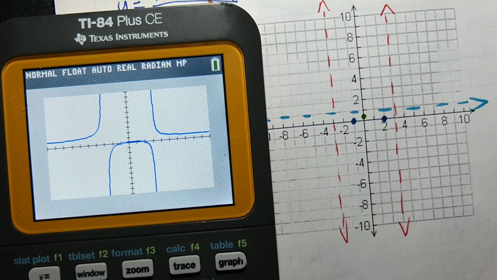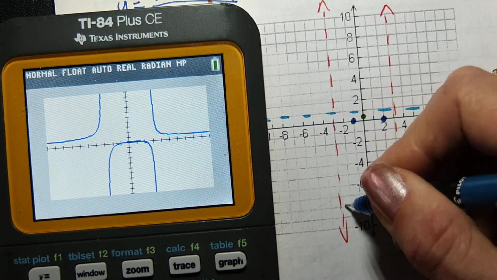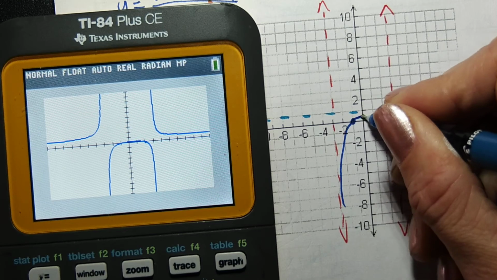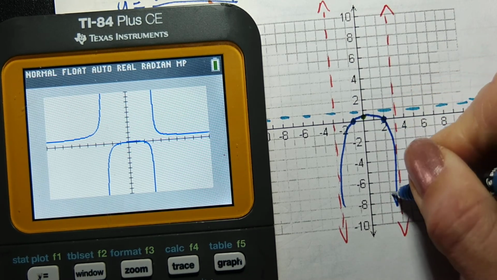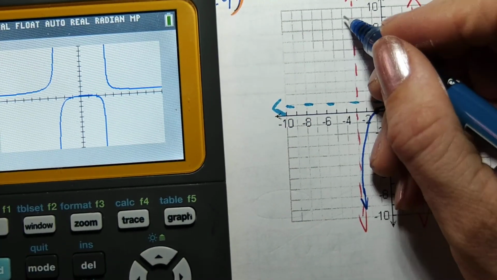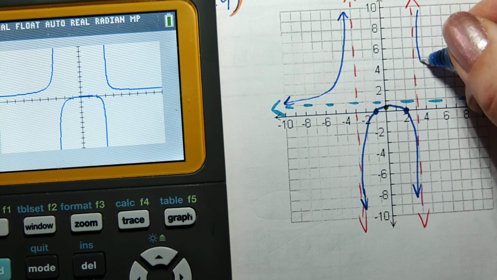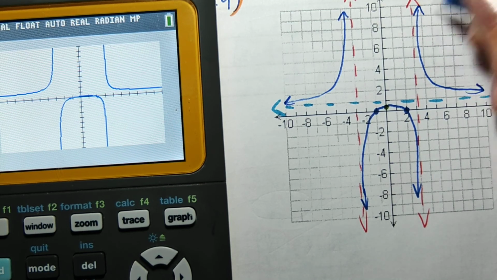So, ooh, an interesting looking graph, isn't it? So I can get through these points exactly. Curving towards the asymptotes. And then I've got a swoosh up in this quadrant, sandwiched in between those asymptotes, and a swoosh in that quadrant.